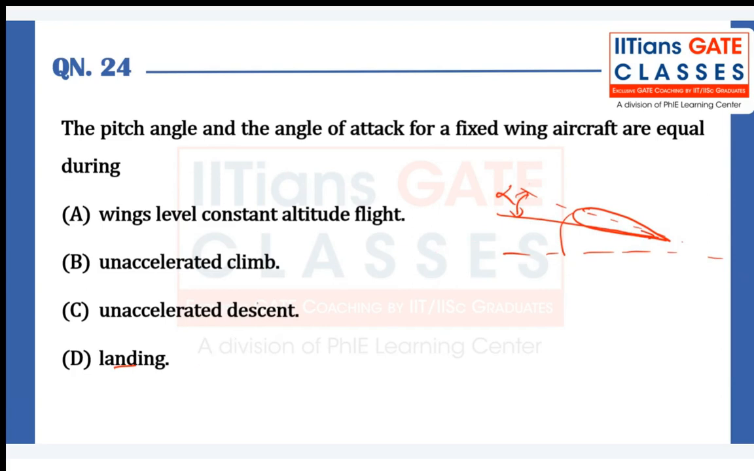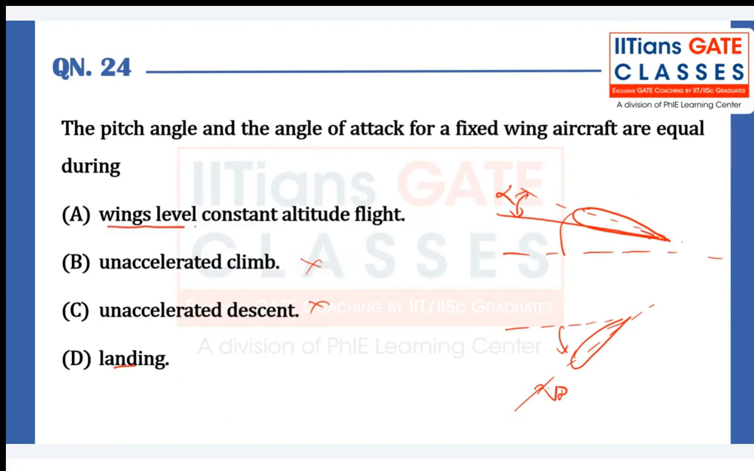Okay, so let's take landing. In landing, these need not be the same, because your aircraft is approaching, so your angle of attack can vary basically, right? Take an unaccelerated descent, a very strong case of descent. For this case, your angle of attack can be zero, but still there is some pitch, right? So which means you can't have this descent. Same goes for this one as well. So which means we are left with this option of wings level constant altitude, right?